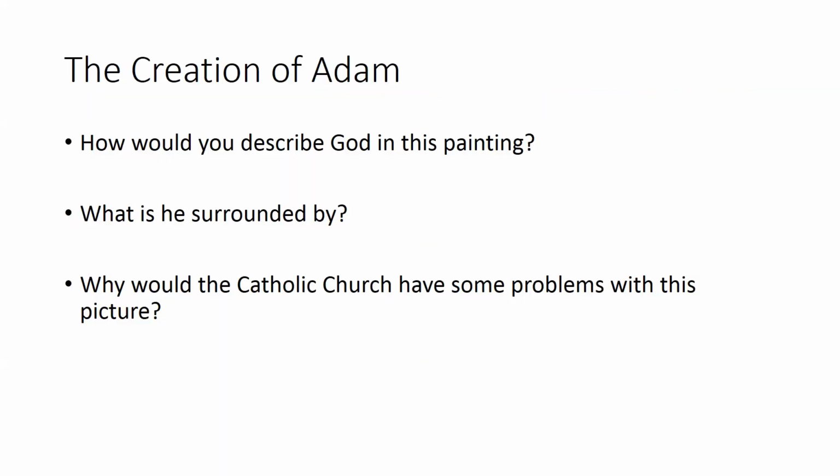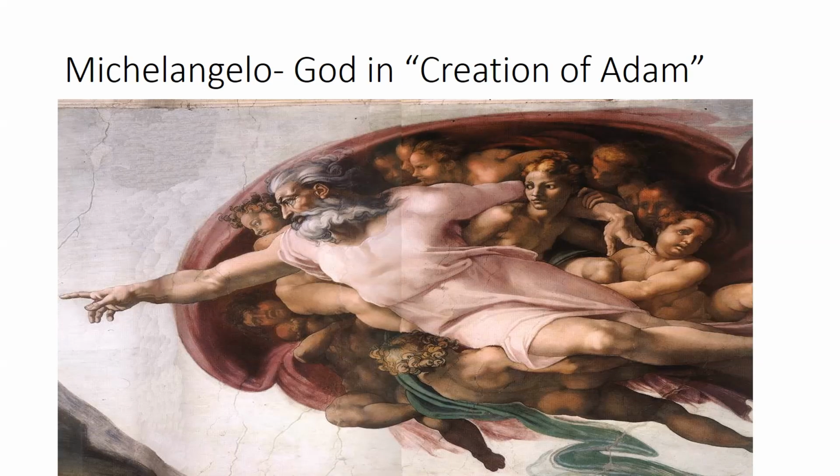The next picture is the Creation of Adam. How would you describe God in this painting? What is he surrounded by? Why would the Catholic Church have problems with this picture? Well, we're going to talk about that. Take a look at God, front and center. This painting is on the ceiling of the Sistine Chapel, located in the Vatican City in the Apostolic Palace. God looks, in my opinion, very human.